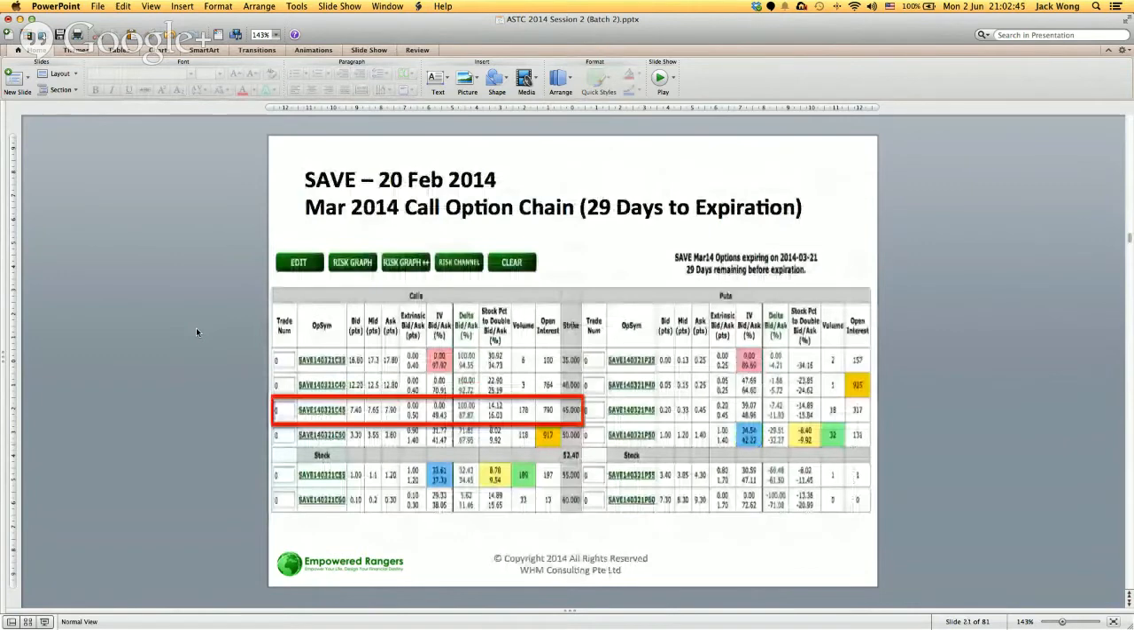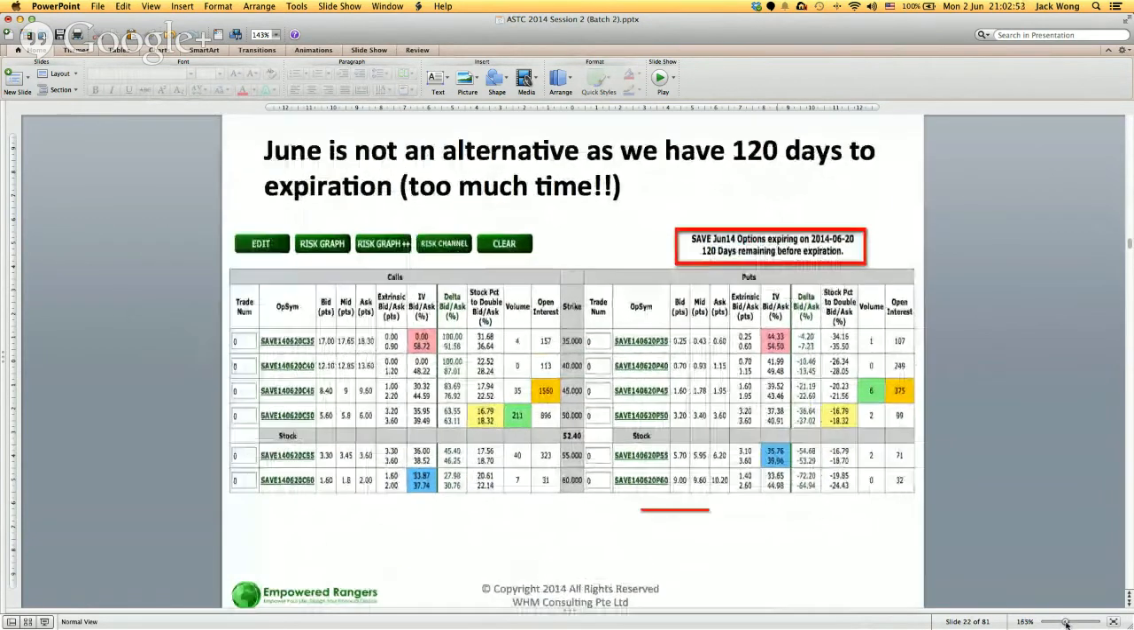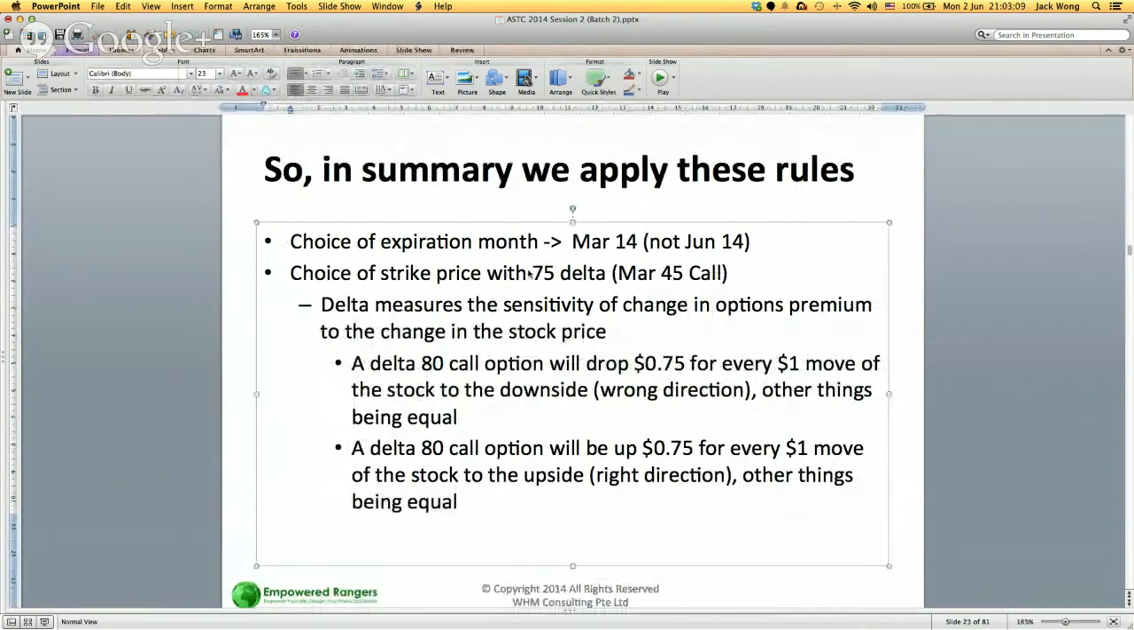So this is what we have got here. You can see in this slide I said June doesn't make sense because June has 120 days, so we stick to the March option. So the choice of month is March, and the choice of strike price is the 45 call with a delta of at least 75 and above.